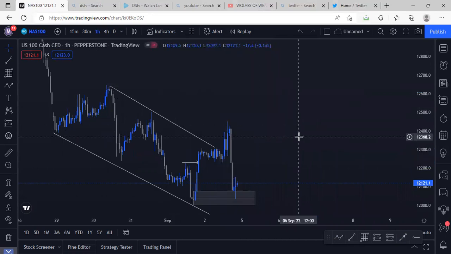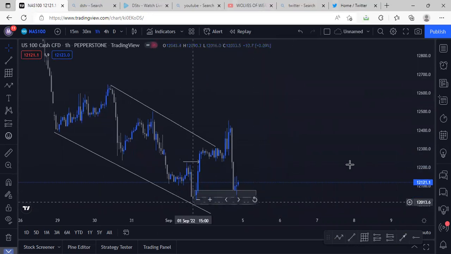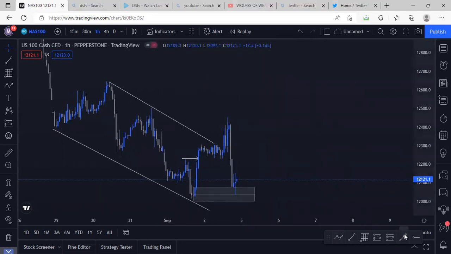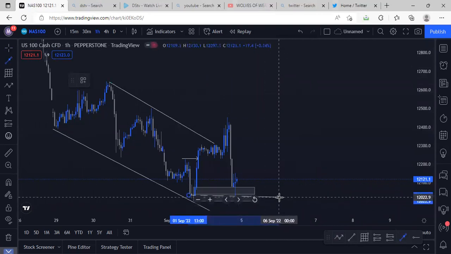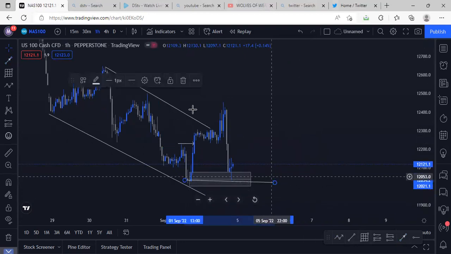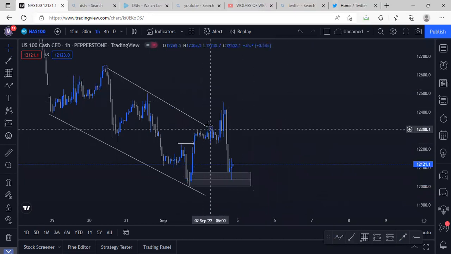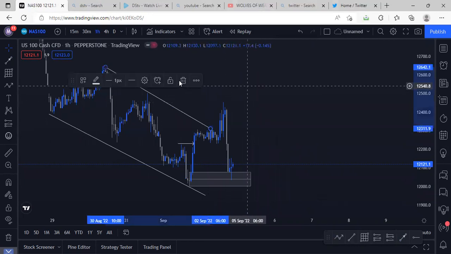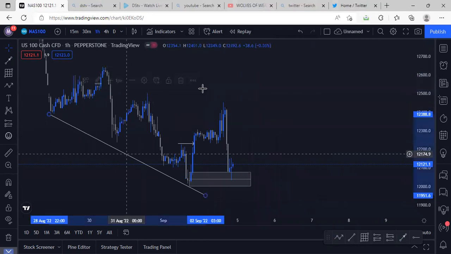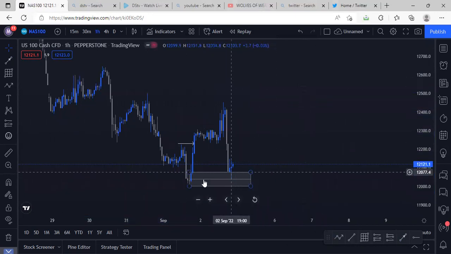So as an institutional trader, the banks have their buy orders in this level. This level right here, that's where the banks have their buy orders. They are the ones that move the market because the money that they invested into that order is huge. So the market has to move in the direction that the banks have put their buy orders or sell orders. As you can see, the market tapped into this order block and it's going up right now.